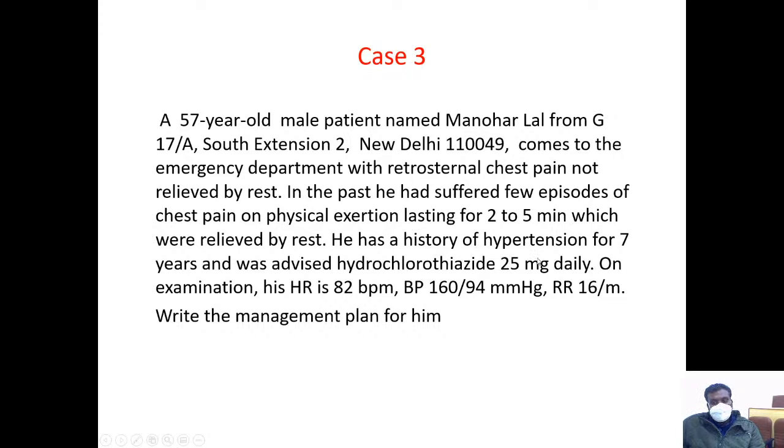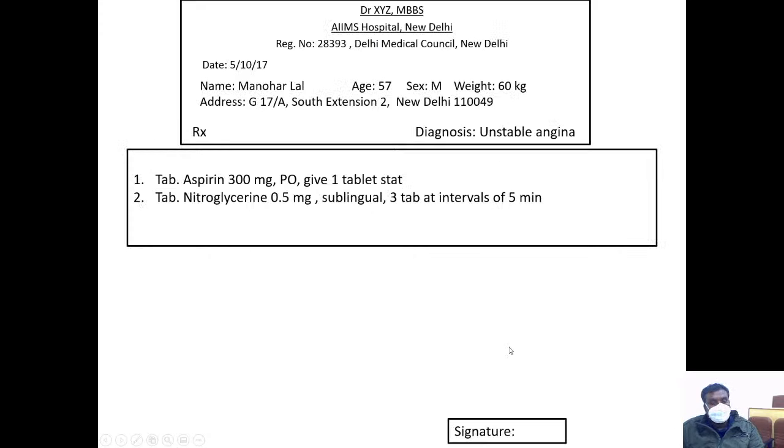He has a history of hypertension for 7 years. So he is a hypertensive patient for the past 7 years, and for the hypertension he was advised hydrochlorothiazide, a thiazide group of diuretics, 25 mg daily. On examination, his heart rate is 82 beats per minute, his blood pressure is 160/94 mm Hg, and his respiratory rate is 16 per minute. So write the management plan for him.